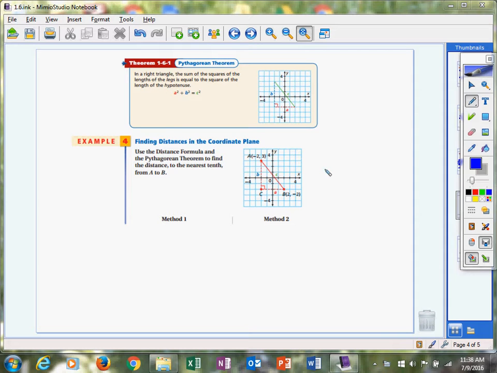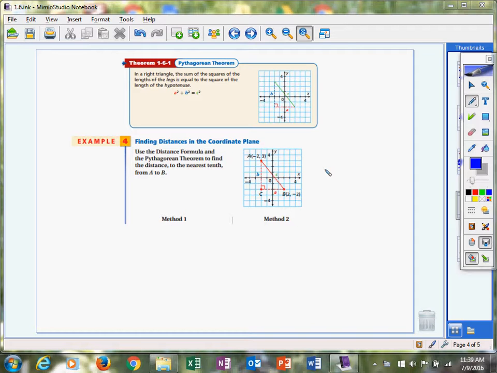Back, we're doing example 4 from section 1.6, our foundations for geometry, and we are setting some really good foundations. Now we're going to talk about the Pythagorean theorem. This is something that you definitely want to add to your electronic notebook.